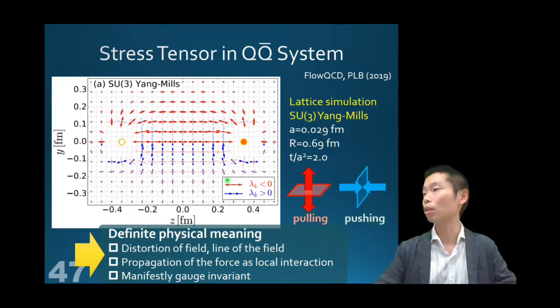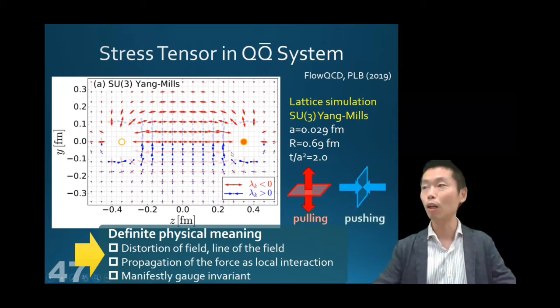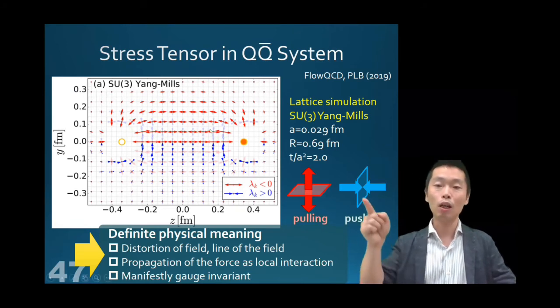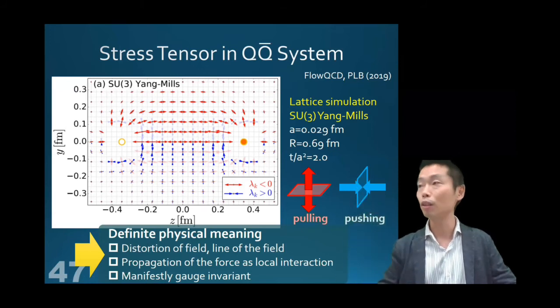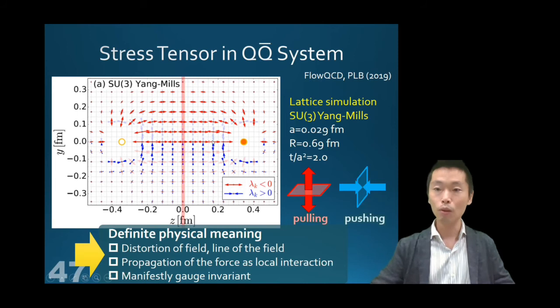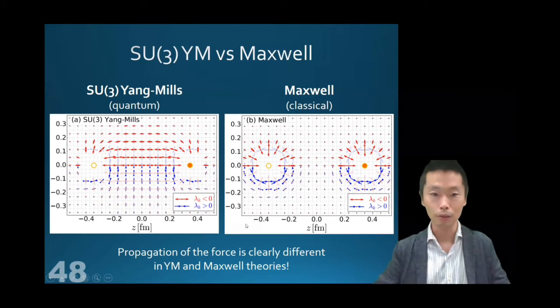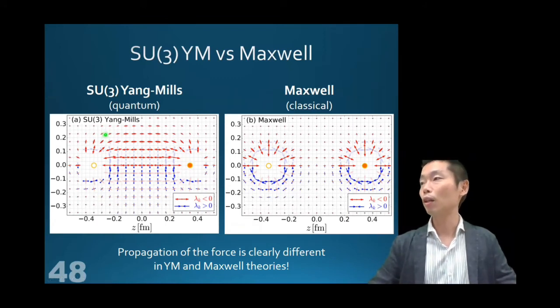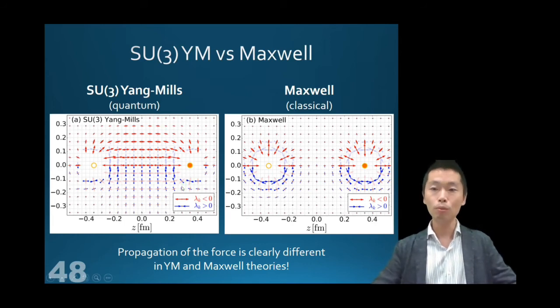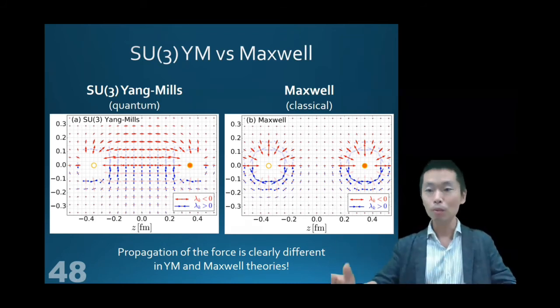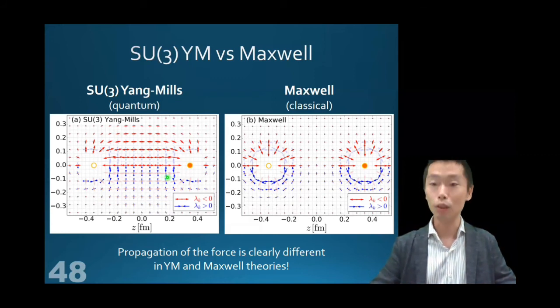Here again, I show the pulling and pushing, the principal directions of the stress tensor. Then you see that this red line, which is along the direction of the fields, is squeezed compared with the Maxwell theory. The comparison is shown here. This is the result obtained by the Yang-Mills theory, while this is the Maxwell theory. So the difference is clarified. And in this result, the stress tensor has a very definite physical meaning. It represents the propagation of the force in the space. I think this is a new result anyway.